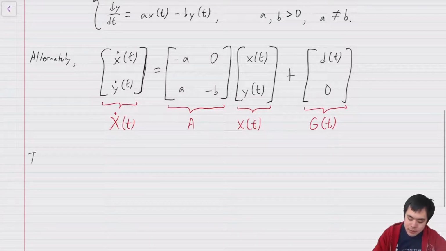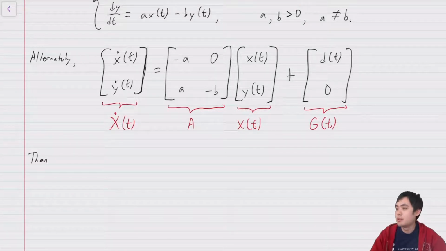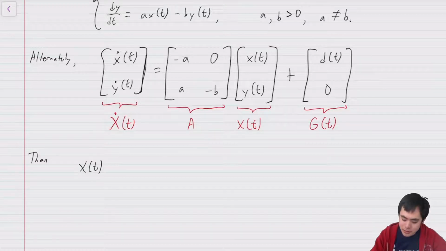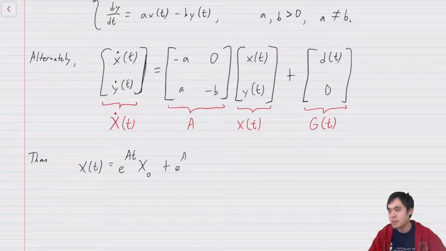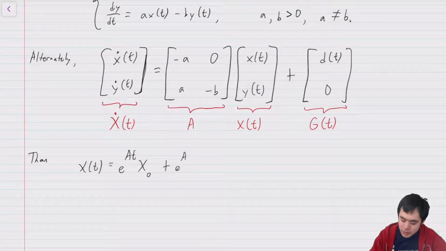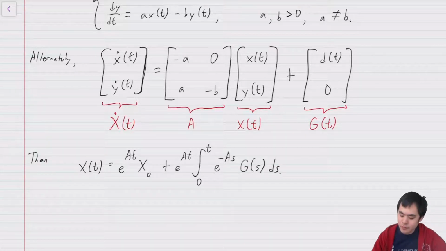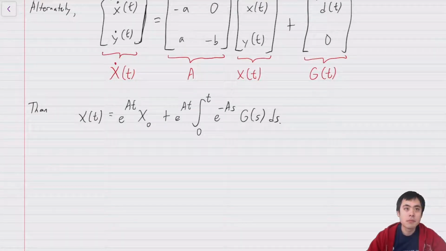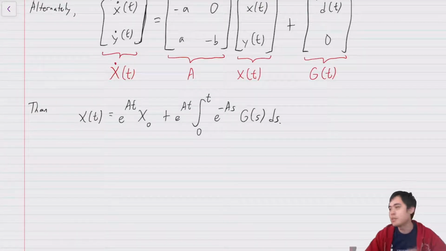Well, since this is a non-homogeneous linear system of differential equations, we know the answer to this. So x of t is equal to e to the At times x naught, where x naught is just the value of x at 0, plus e to the At times the integral from 0 to t of e to the minus As g of s ds. Okay, so that's a formula from a previous lecture, and it's also something you can derive.